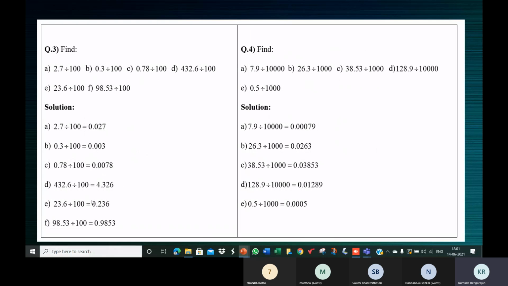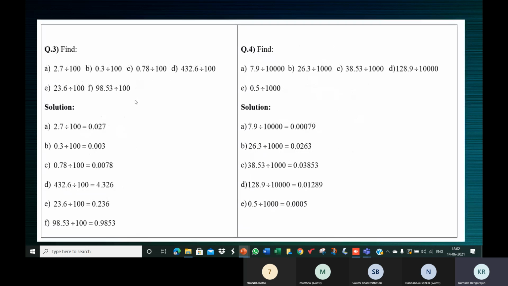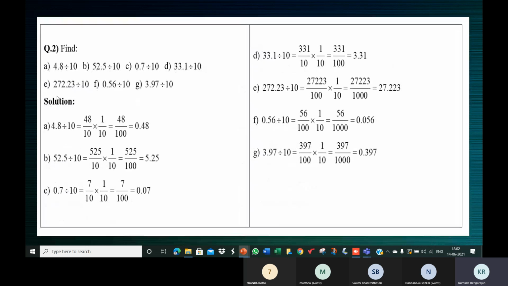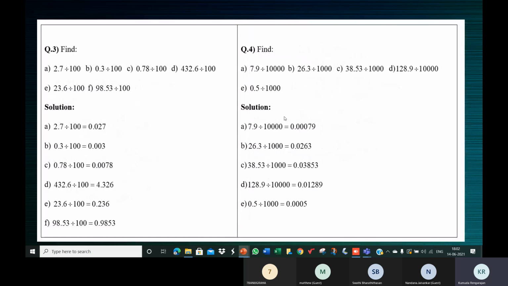So that's what we do straight away here, children. In these questions, the in-between step is not performed. We directly write 4.8 divided by 10 is equal to 0.48. 52.5 divided by 10 is 5.25. 0.7 divided by 10 is 0.07. We write it straight away. Here you see the steps. Here, without the steps, straight away.